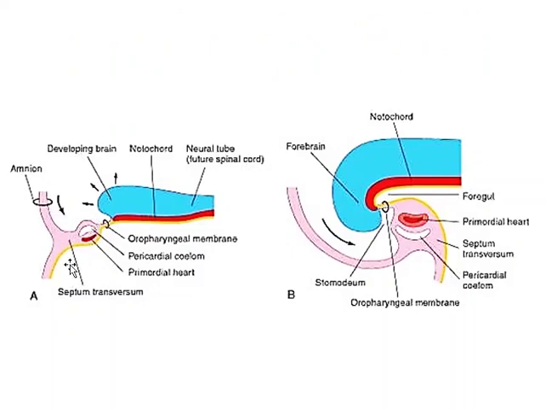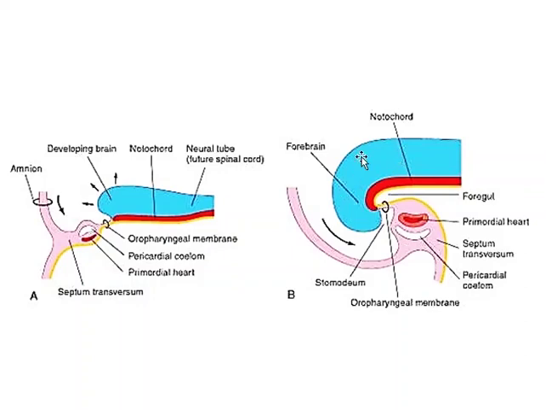Here we have the septum transversum, amnion, the yolk sac, the oropharyngeal membrane, and the developing brain or forebrain. This is the notochord and neural tube. So in this portion, the head fold occurs ventrally like that and pushes the cardiac region from the cranial portion to the ventral portion.